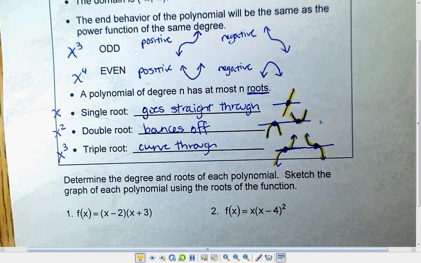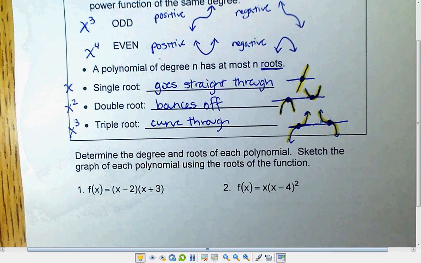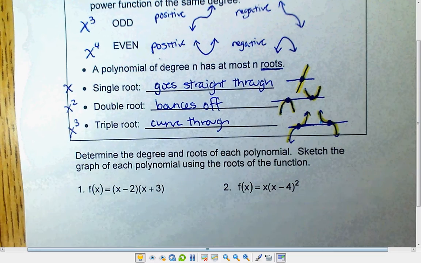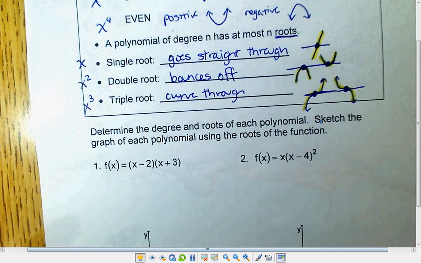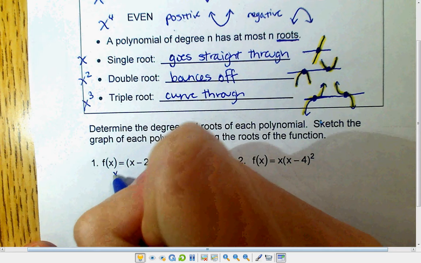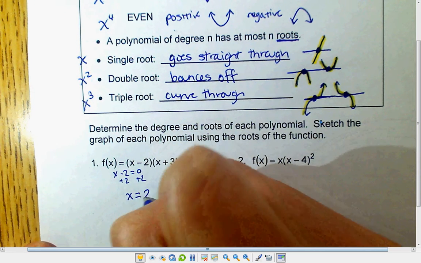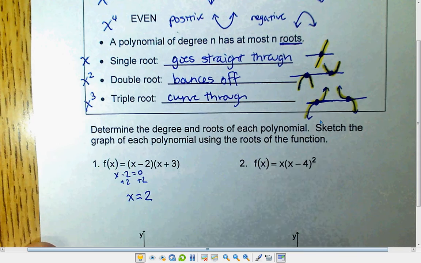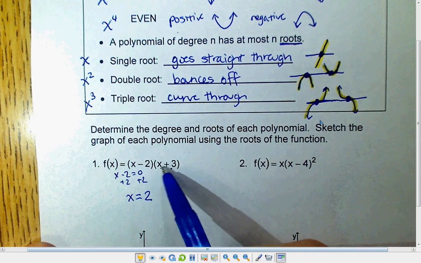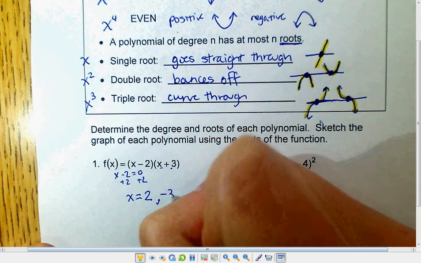Okay, so let's take a look at some examples. If we look at number 1, the first thing we need to do is figure out what the roots are. If we set this equal to 0, what are our x's? Of course x minus 2 equals 0. You add 2 to both sides, so one of your roots is going to be 2. For this one, what's your root of x plus 3? It's going to be negative 3.